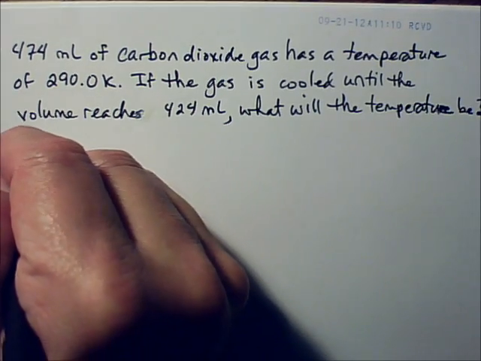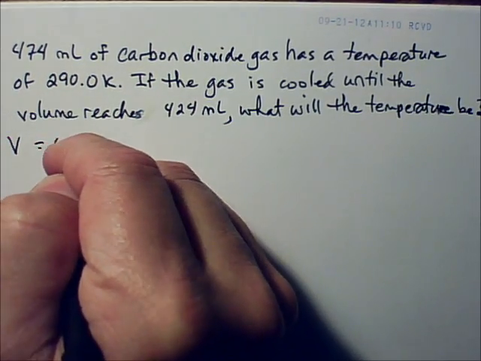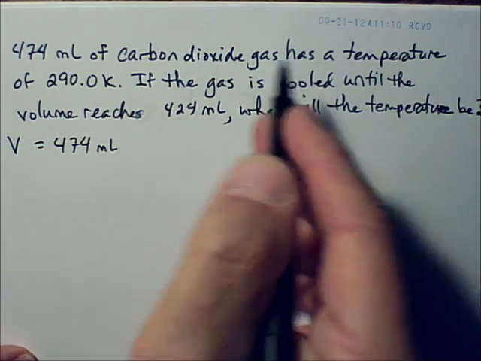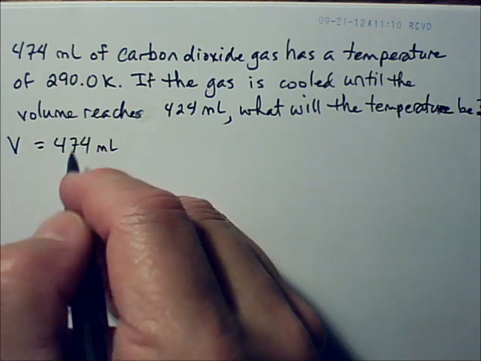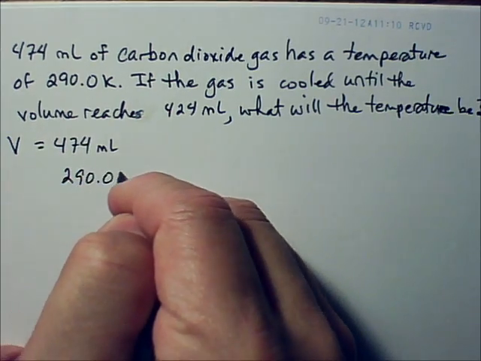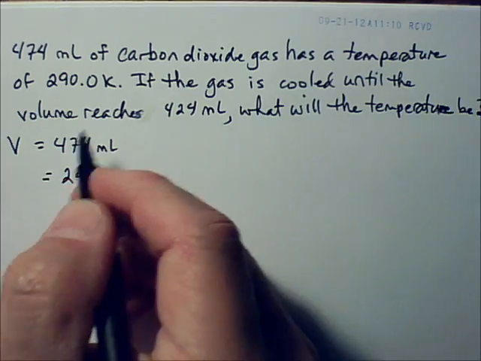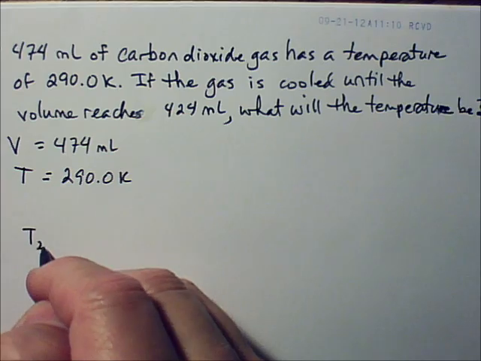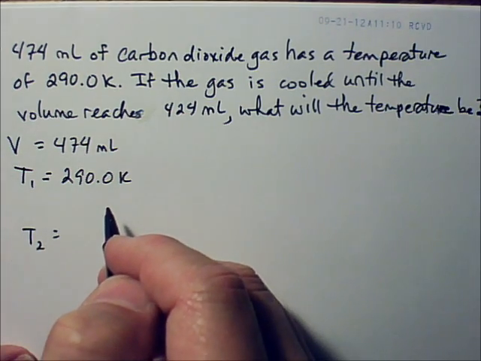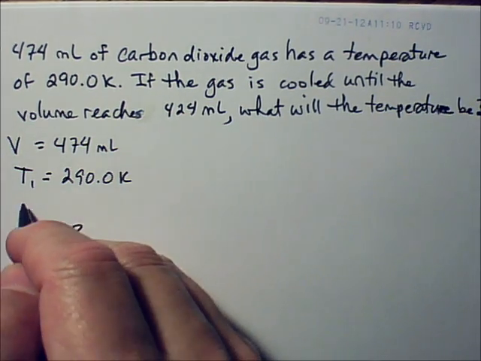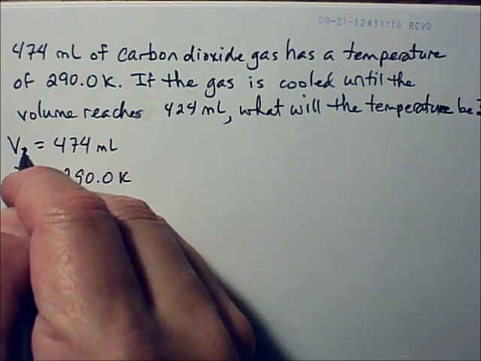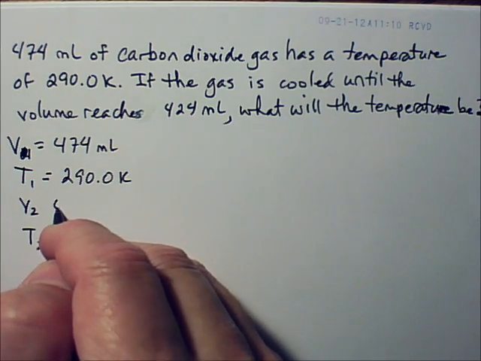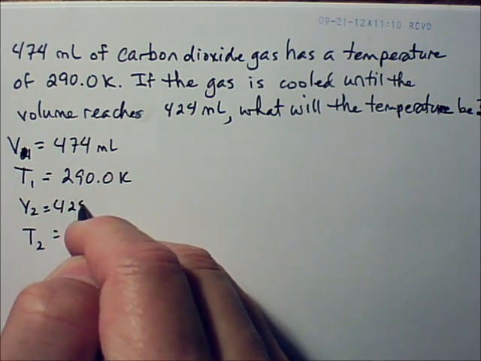All right, so we got a volume of 474 milliliters, and then we got a temperature for that volume of gas at 290.0 K, and the gas is cooled, so that's going to give us a second temperature. We don't know what that temperature is. We do know that the second volume, I'm sorry, that should be a 1. Second volume is going to be 424 milliliters.